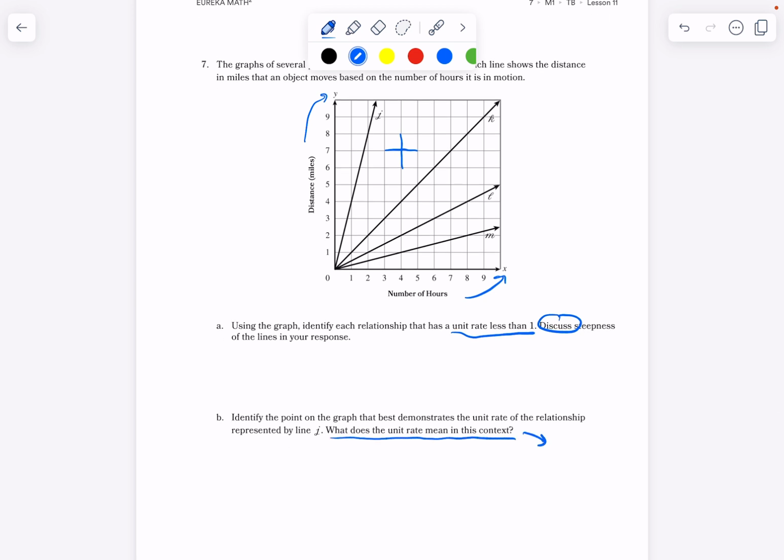So to do that, you need to use the labels of the graph. Use the graph labels. Don't just say it's the unit rate. That's not an explanation of what it means in the context. So that's your homework video for lesson 10 and 11.